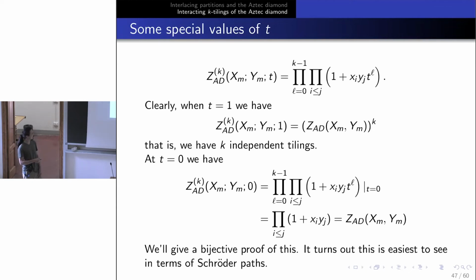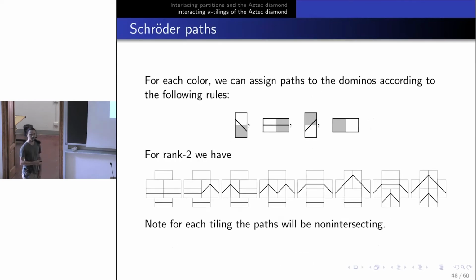And we have a bijective proof of this, which I'll now describe. And it's somehow easier to go through Schroeder paths than the other formulations I've given so far. So we need one further formulation of the Aztec diamond in terms of Schroeder paths. Here we're going to assign a path segment to each domino. And this gives us a bijection between domino tilings of the Aztec diamond and some non-intersecting paths that either go horizontally or diagonally up or down. So for rank 2, these are all possible Schroeder paths and all the tilings associated to them.